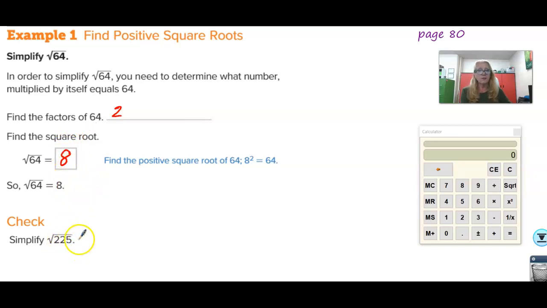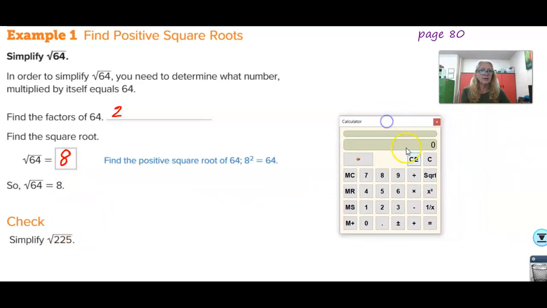Here, now they're giving you a little bit bigger number. I whipped out the handy-dandy Active Inspire calculator. It does have a square root button. This little squirt button is the square root button. Most of the calculators that you have access to will also have a square root button. It gets a little iffier when we have cube root problems.